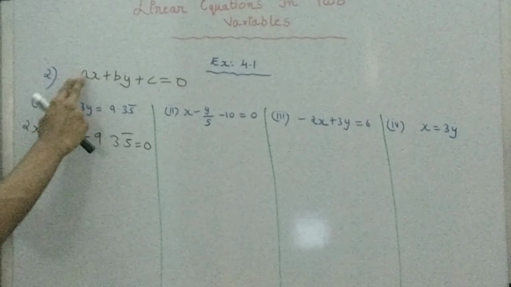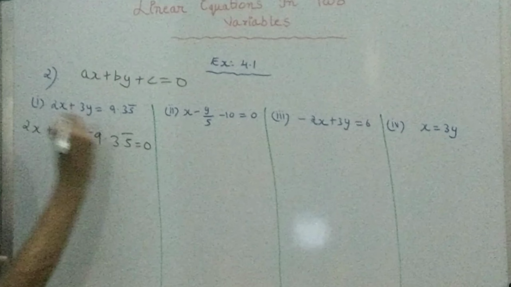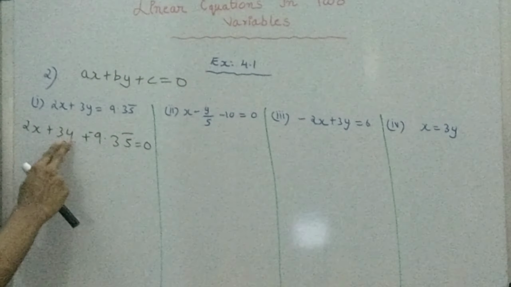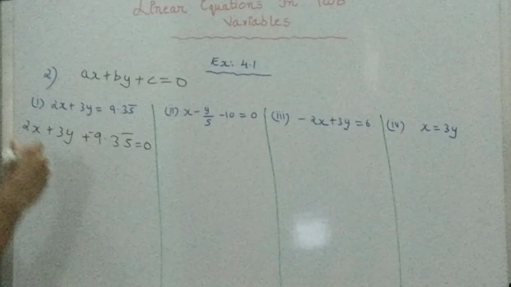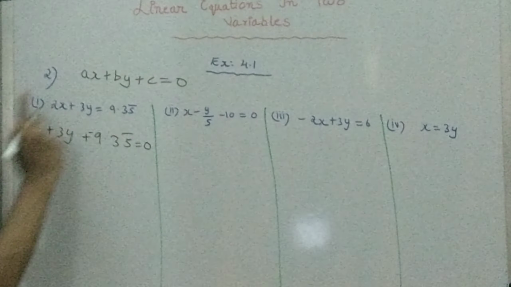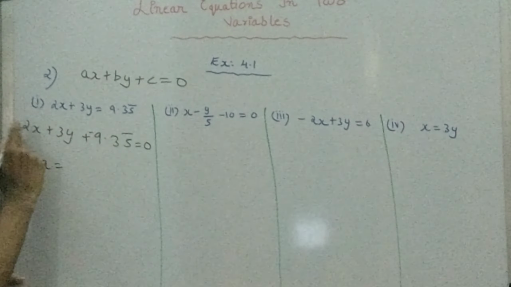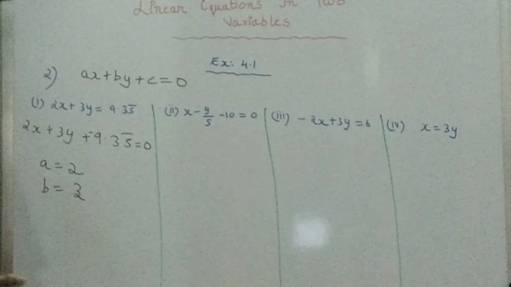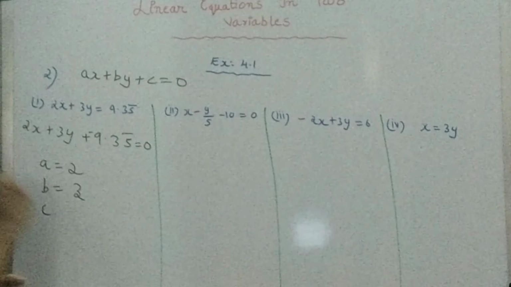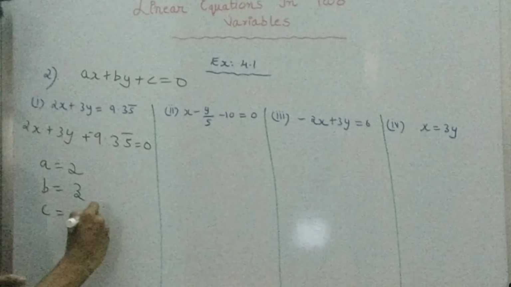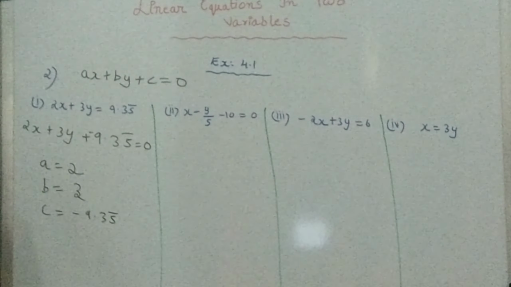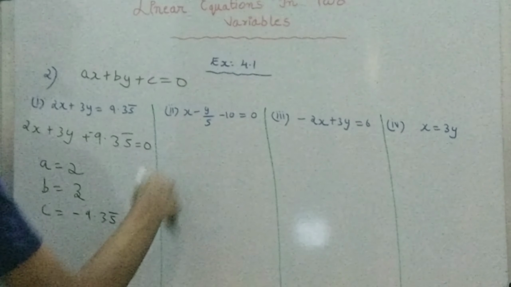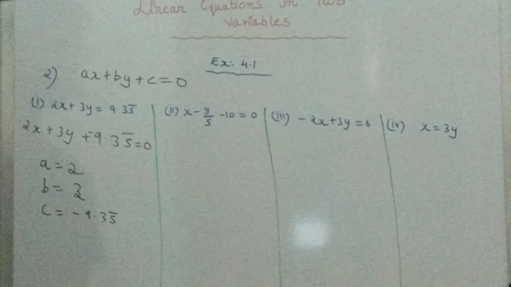Now if you see this, you can write it as plus minus. Now this is of the form ax plus by plus c is equal to 0. Now from here we can write a. A is what? Just compare. A is the coefficient of x, which is equal to 2. B is the coefficient of y, which is equal to 3. And c is the constant term, which is equal to minus 9.35 bar.